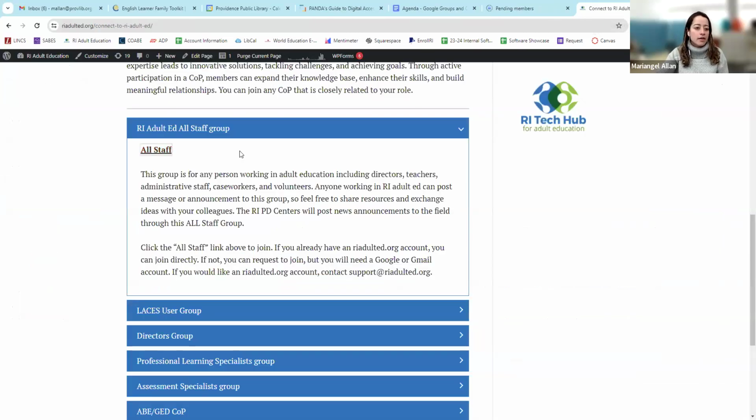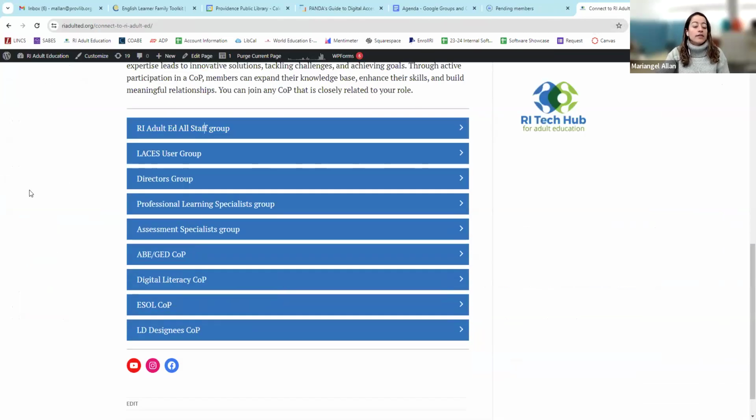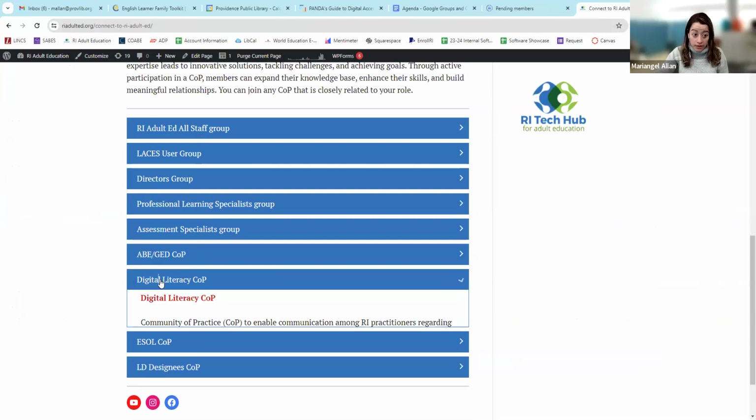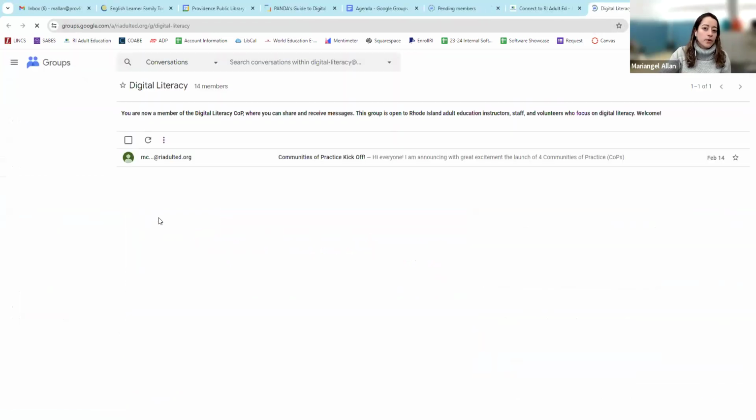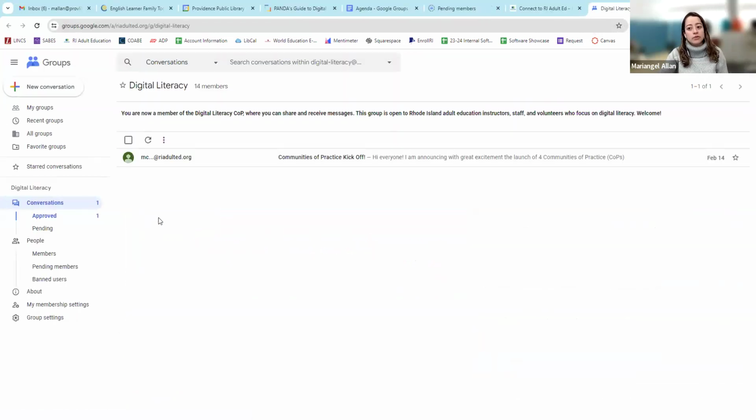And same thing, remember, we said that both Google Groups and COPs share the same platform. They're all Google-based and Google Workspace. So if we want to join, let's say, the Digital Literacy COP, I open it, and same thing, a little bit of an explanation of what the Digital Literacy Community of Practice is, and the title is linked. When I click on it, it'll take me right to the Google group, to the COP, where I would join.